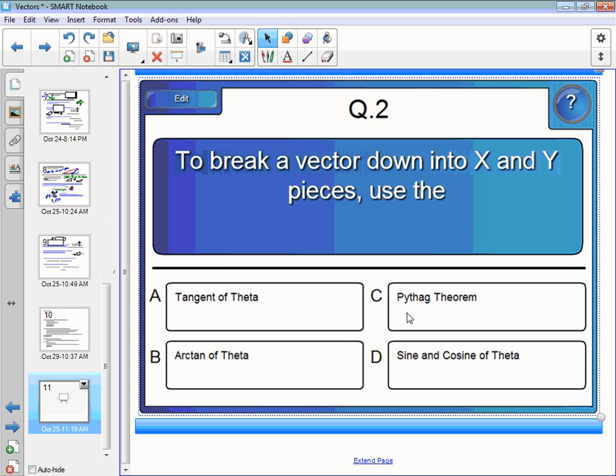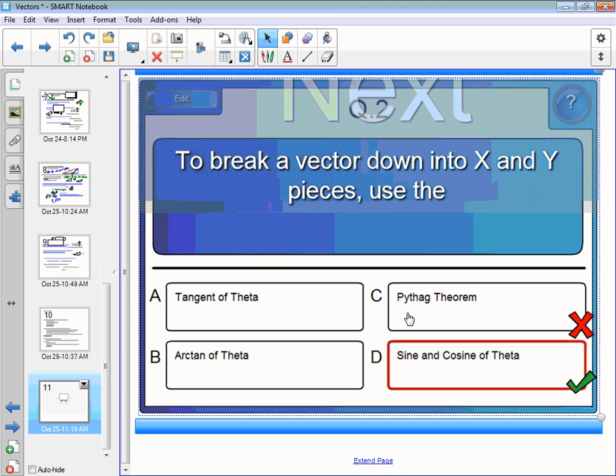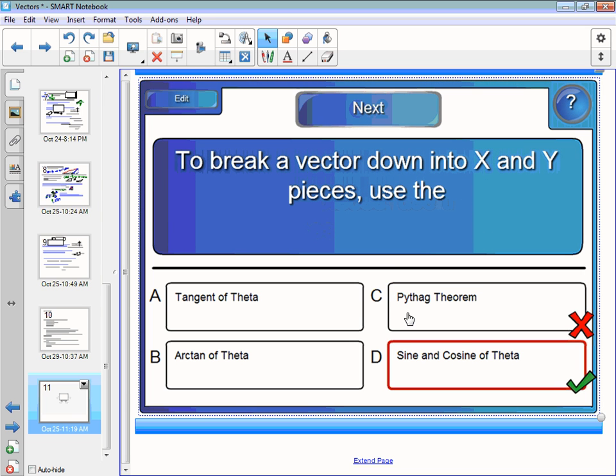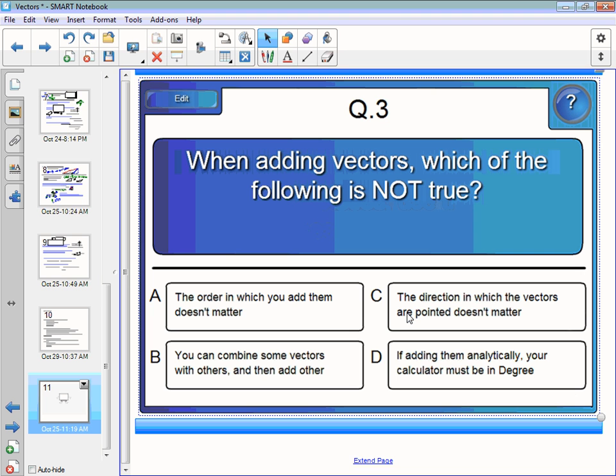Go ahead, guys, help them out. You have all the questions on your paper, folks. We're going to run out of time. Quick, quick, quick. Bell rings and we're not done, we're staying. We're done! There we are. Next. Which one is not true? The direction. Everyone good?